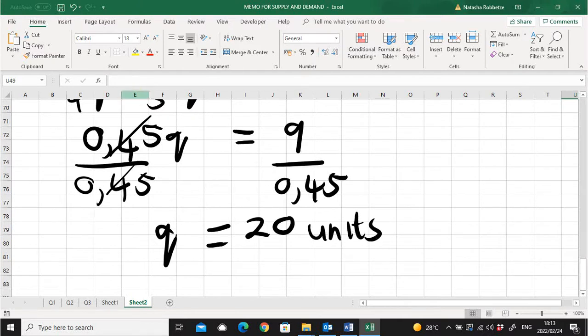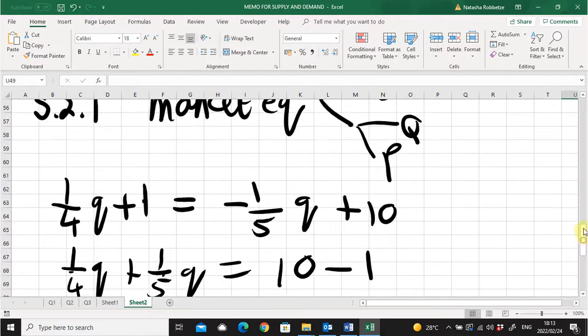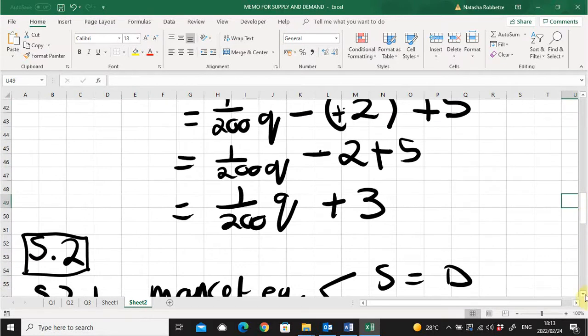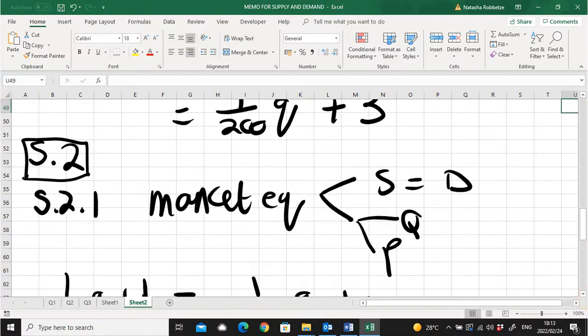Right, so let's go back and just do our checklist. So we know supply equals demand. We've applied that. We know we need to solve for Q. So now what we still need is to solve for P. How do we do that?